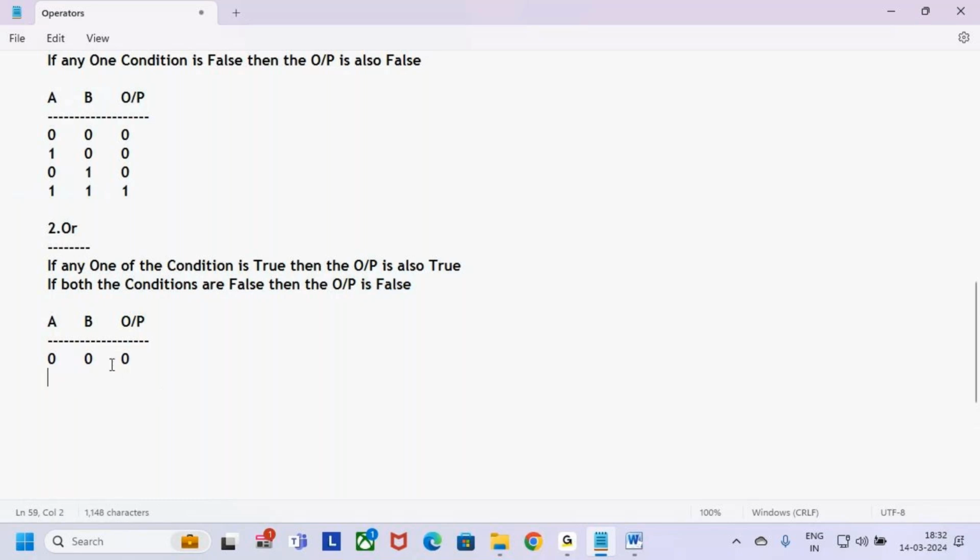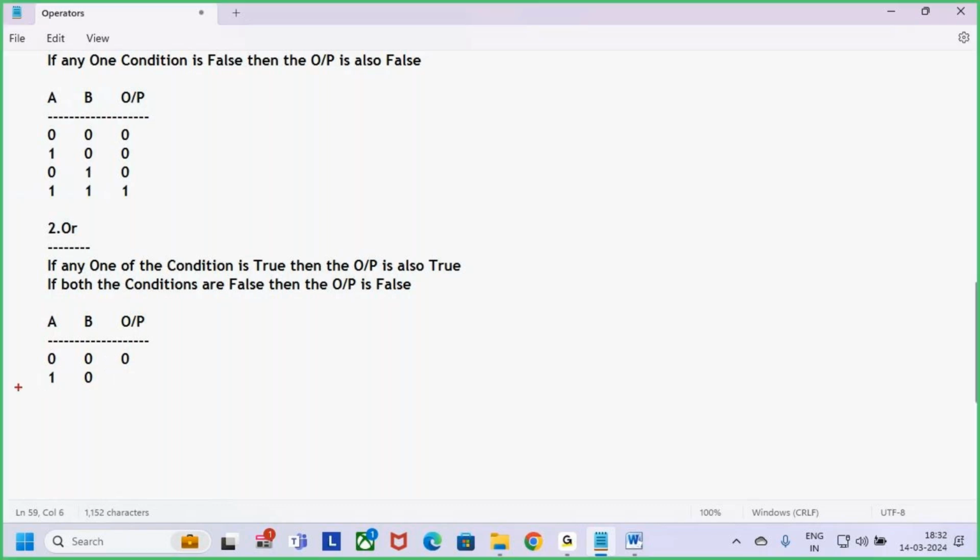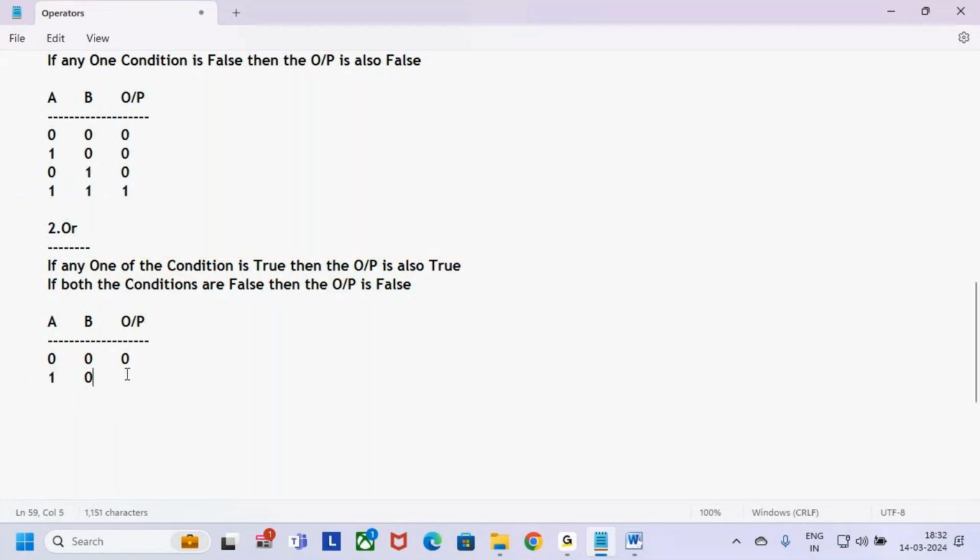And the next probability, first condition is true, but the second condition is false. I said that if any one of the conditions is true, then the output is also true. So we'll get the output as true. And next, another probability, first condition is false, but the second condition is true. If any one condition is true, then the output is also true.